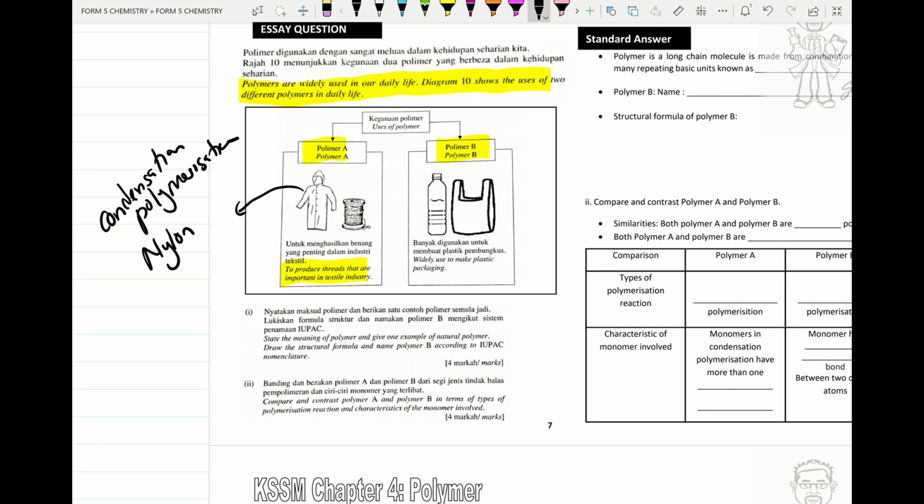All right, so we check polymer B. Polymer B is widely used in making plastic packaging. This polymer is known as polyethylene, and this one is known as polypropylene. The type of reaction undergone by polymer B is known as addition polymerization.